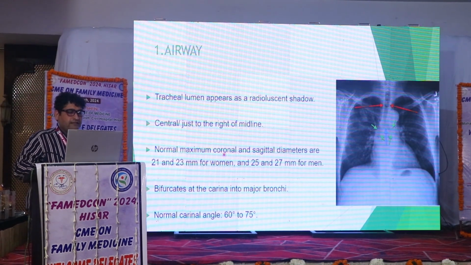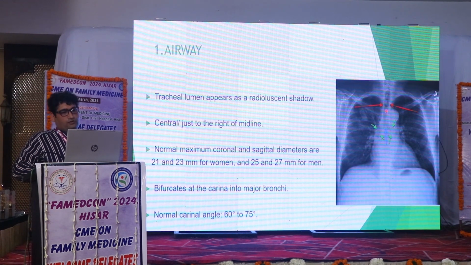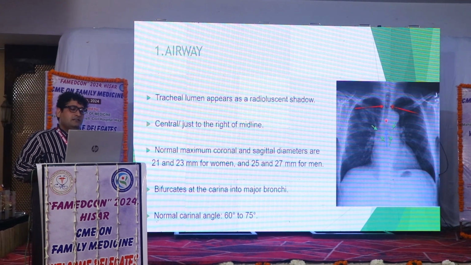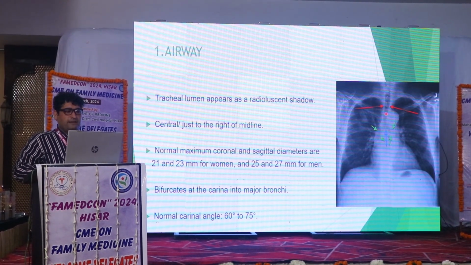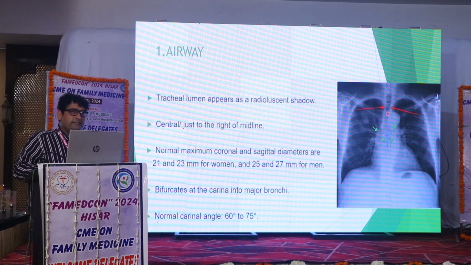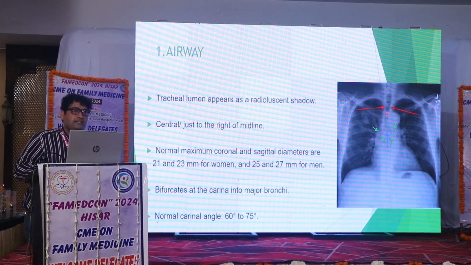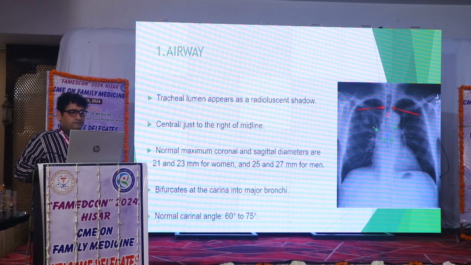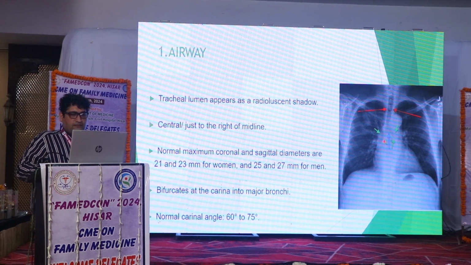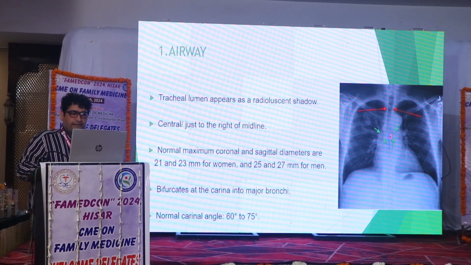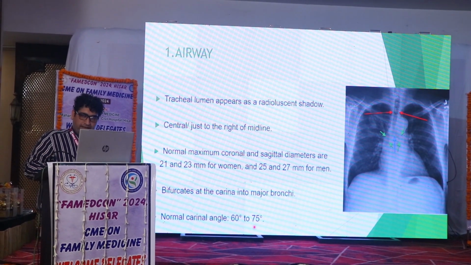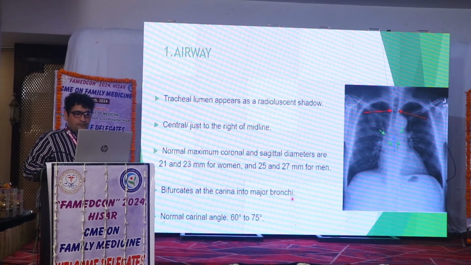So first, coming to the airway, see, the tracheal lumen appears as a radiolucent shadow in an X-ray and it is just central or just towards the right side of the midline. Normal maximum coronal or sagittal diameter in case of females is 21 to 23 mm. However, in case of males it is 25 to 27 mm in Indian patients. And the trachea bifurcates at the carina and there is one angle which is formed between these two bifurcations. That is known as the carinal angle. Usually it is 60 to 75 degrees in normal healthy individuals.